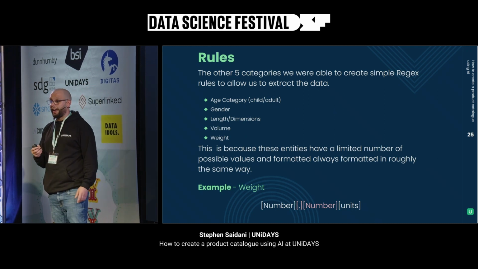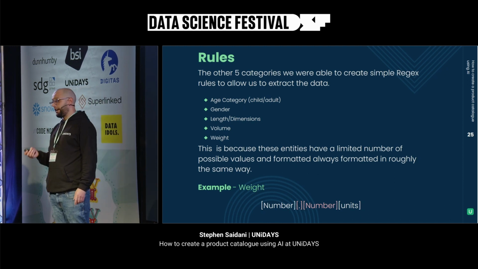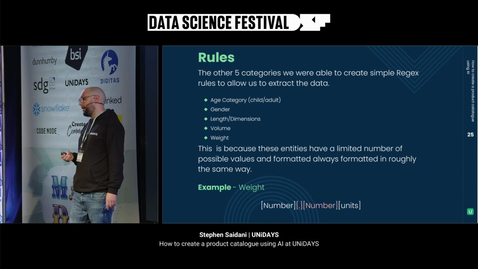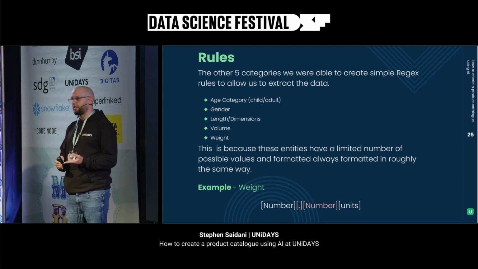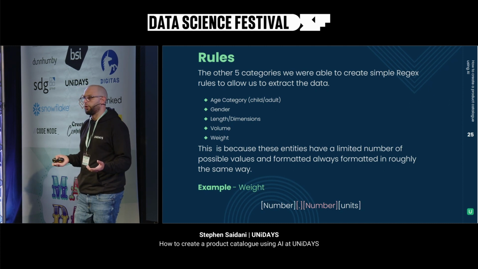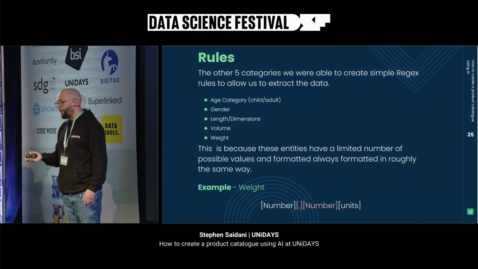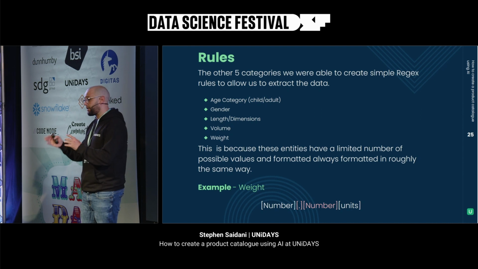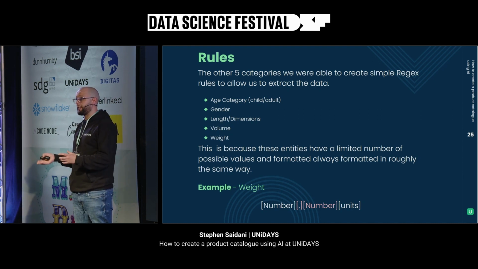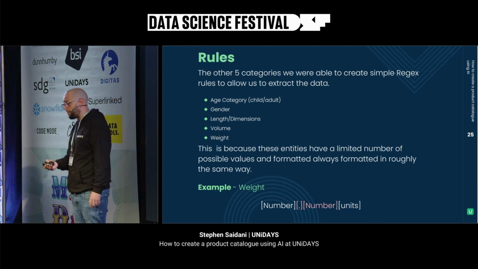The 5 categories we actually went on a rule-based system for were age category, gender, length dimension, volume, and weight. And this is because these are fairly standardized. For age category, there's only about 5. The world's not going to alter the way that we measure volume. There's about 3 or 4 different standardized unit measurements. The same with weight. So it meant that we could just create a simple set of rules that would constantly extract those out and would always be 100% accurate, whereas the model may miss some of that information and not do as good a job.